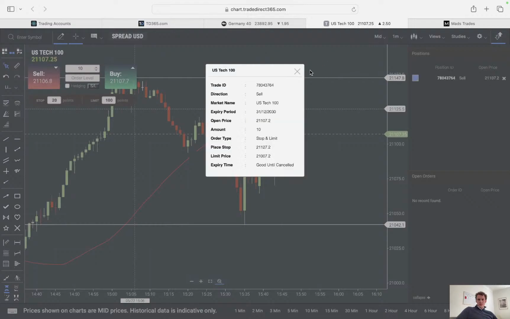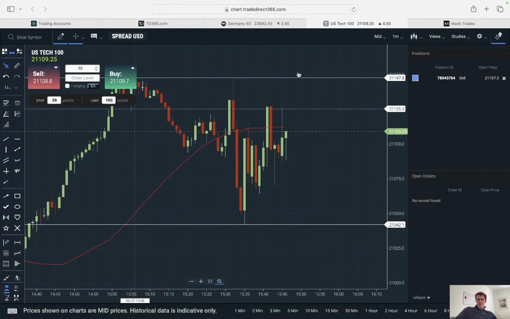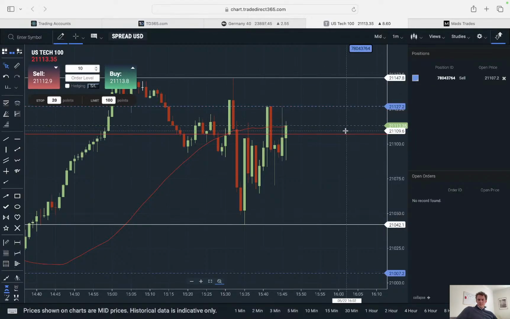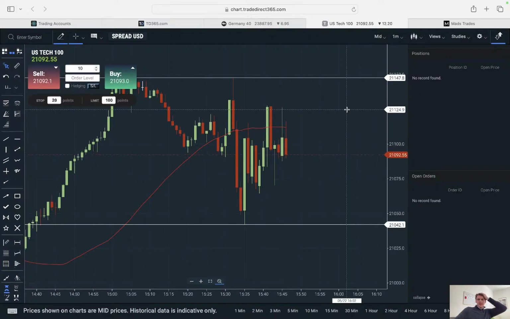Doing a short position here on the Nasdaq. My stop loss is high of the week. Might consider exiting this one here. Let's just exit here at 90. It's currently trading at 90. I just exit.